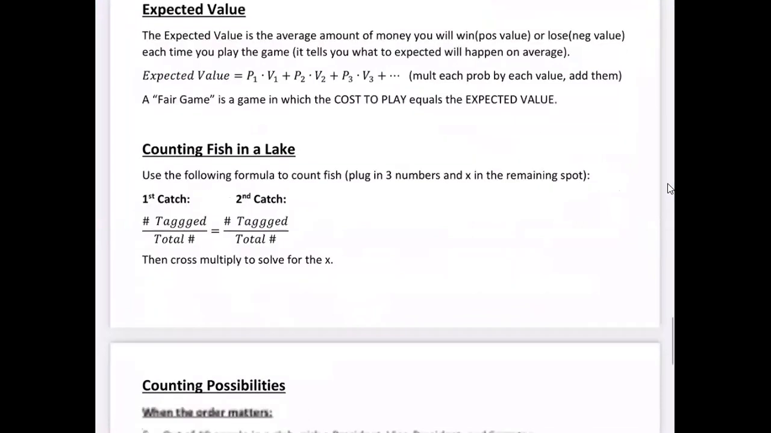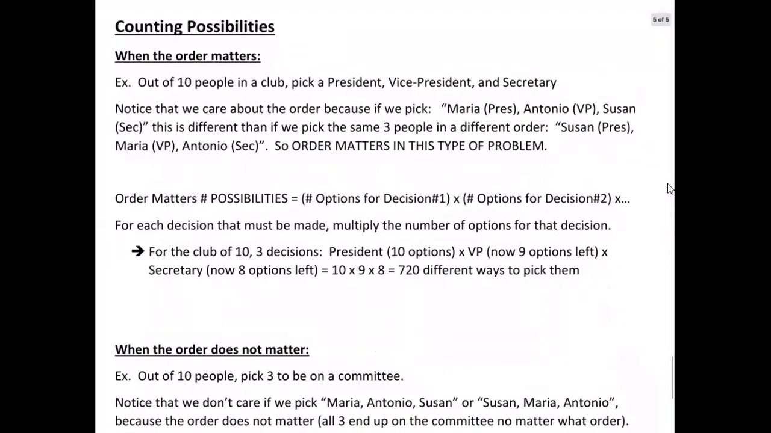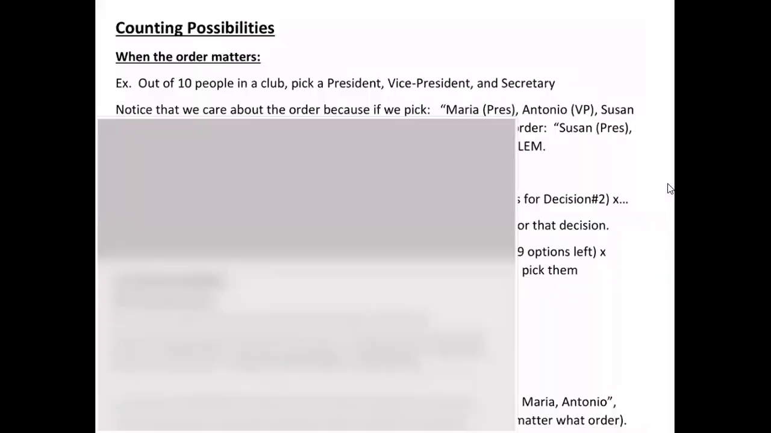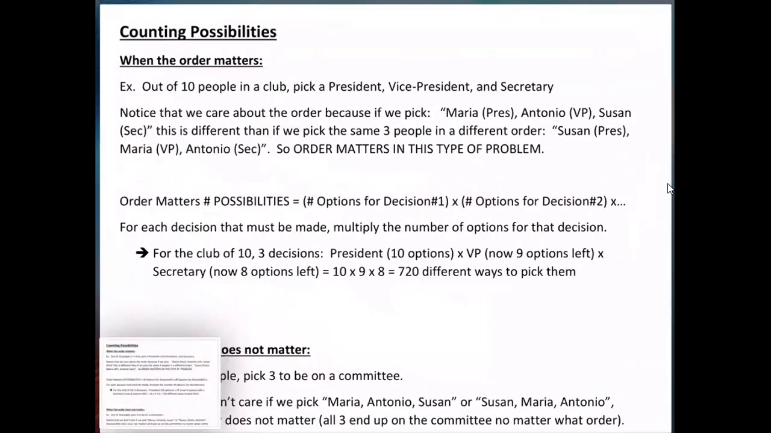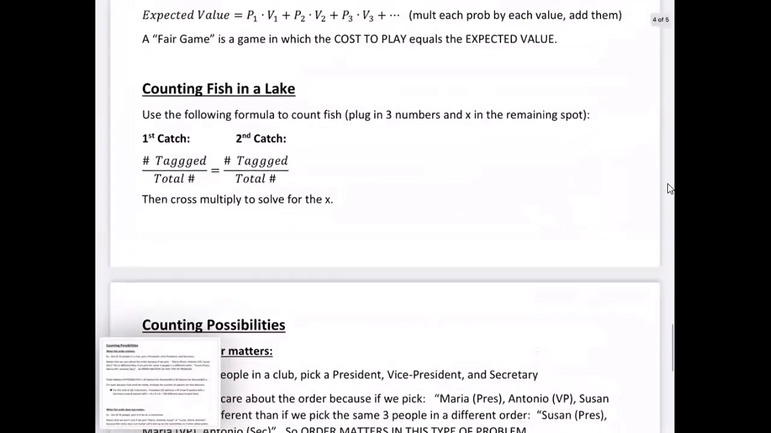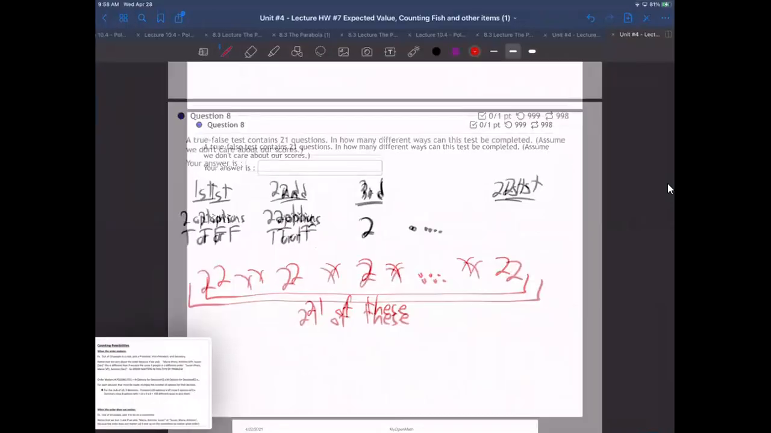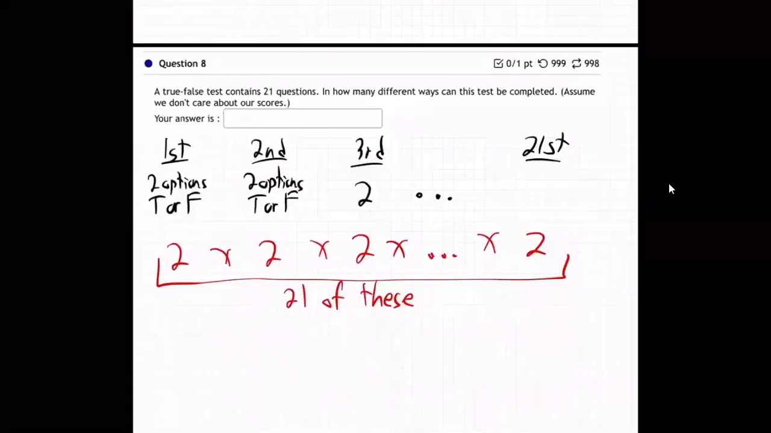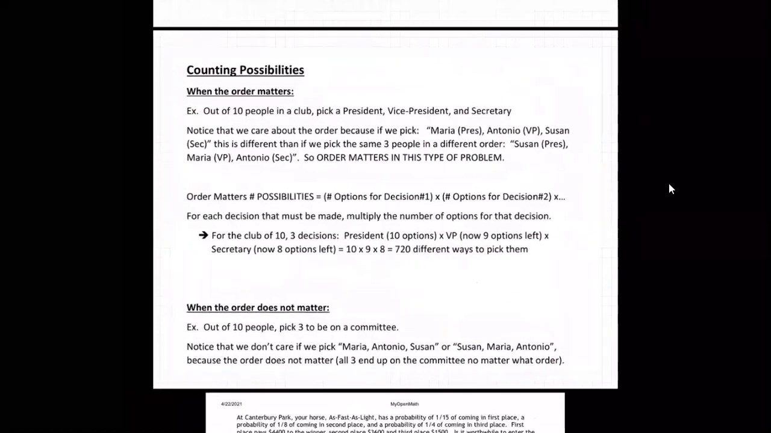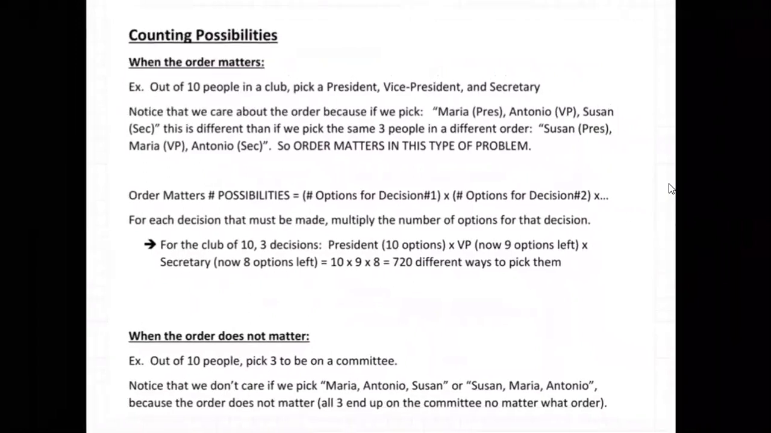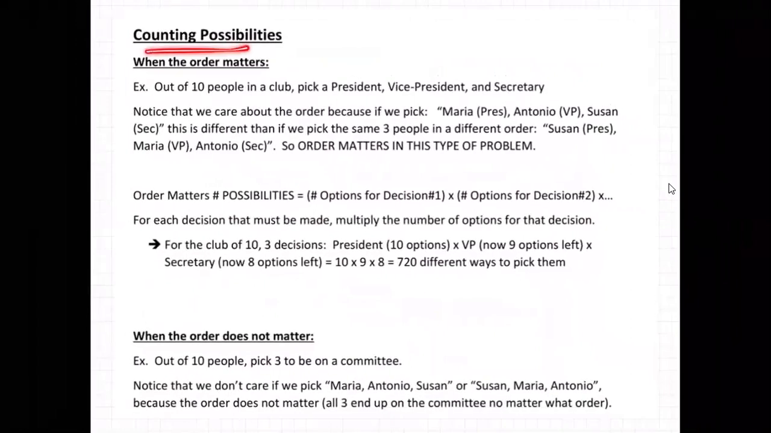Now let me show you in the notes. So I put this in the notes here, counting possibilities. This is in the exam. Wait, went to the wrong thing there. This is the exam 4 notes for you, and I'll pop it in right here for you. There we go. So the exam 4 notes, counting possibilities.